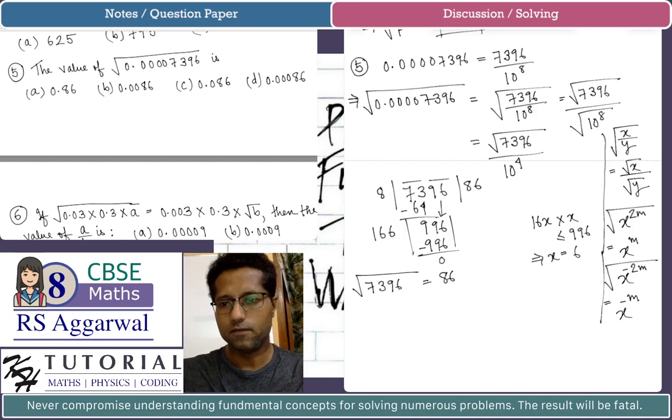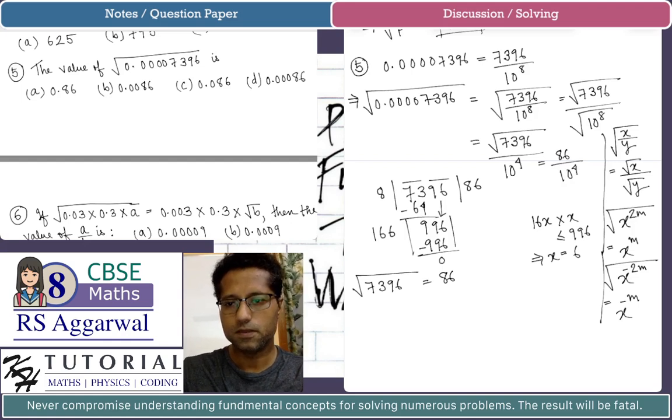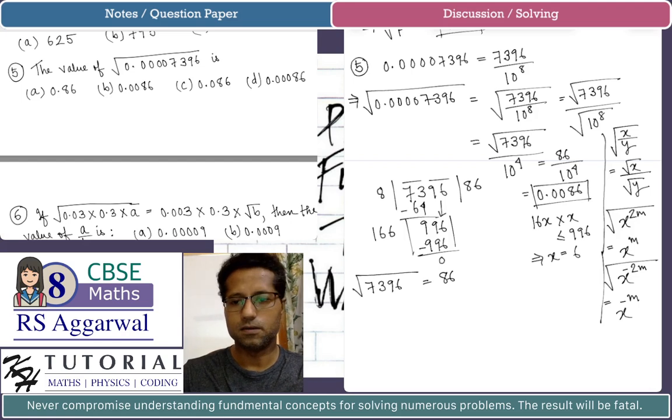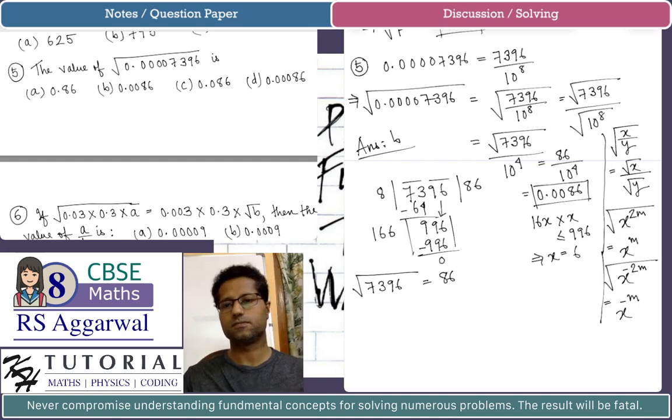And so we can say that the given square root will be 86 divided by 10 to the power 4, which will be equal to 0.0086. 0.0086 is the answer. So the correct choice is B.